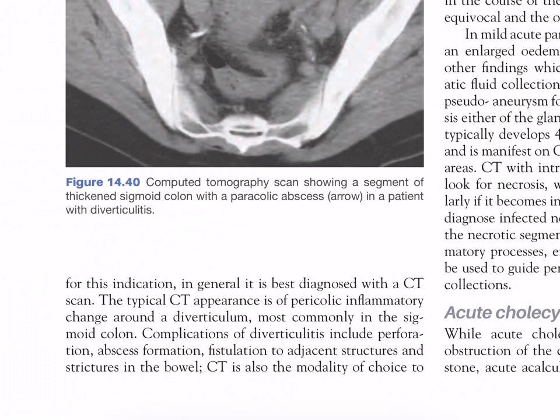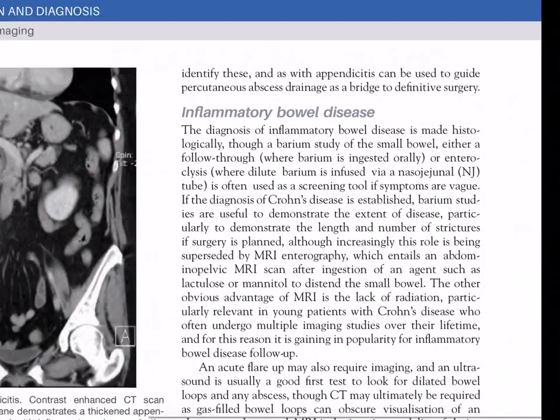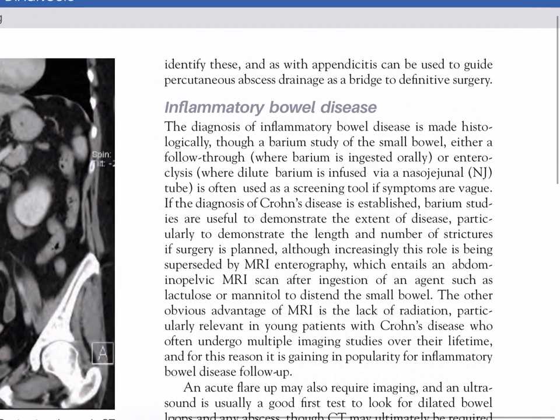Complications of diverticulitis include perforation, abscess formation, fistulation to adjacent structures, and strictures in the bowel. CT is also the modality of choice to identify these as well, and as with appendicitis, can be used to guide percutaneous abscess drainage as a bridge to definitive surgery.